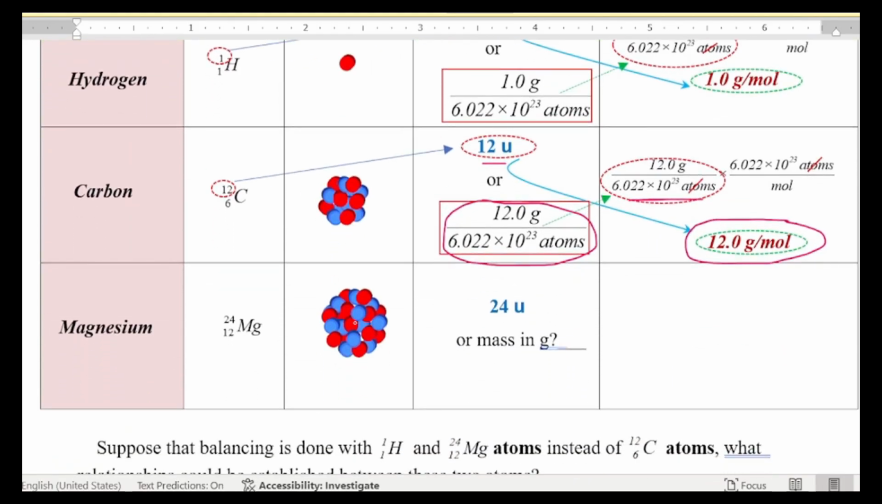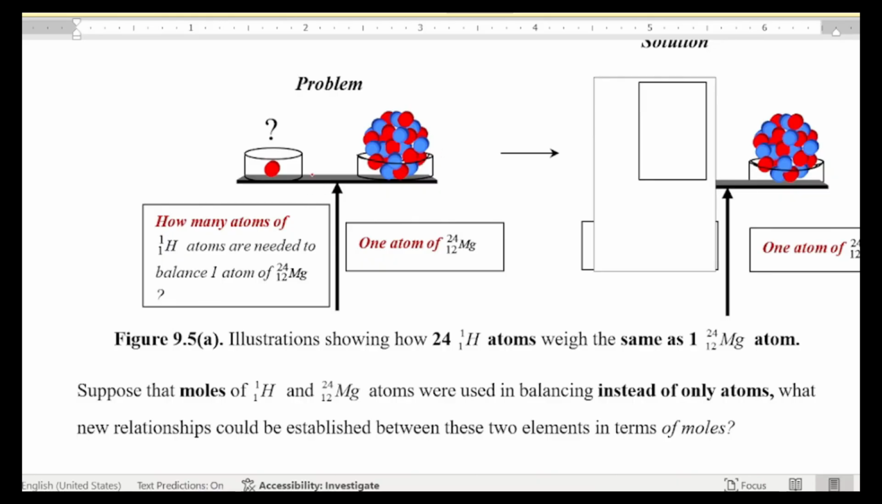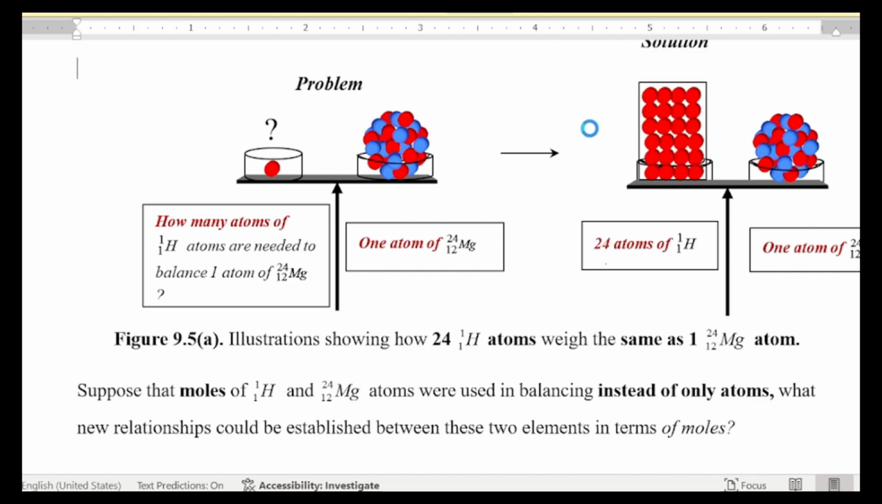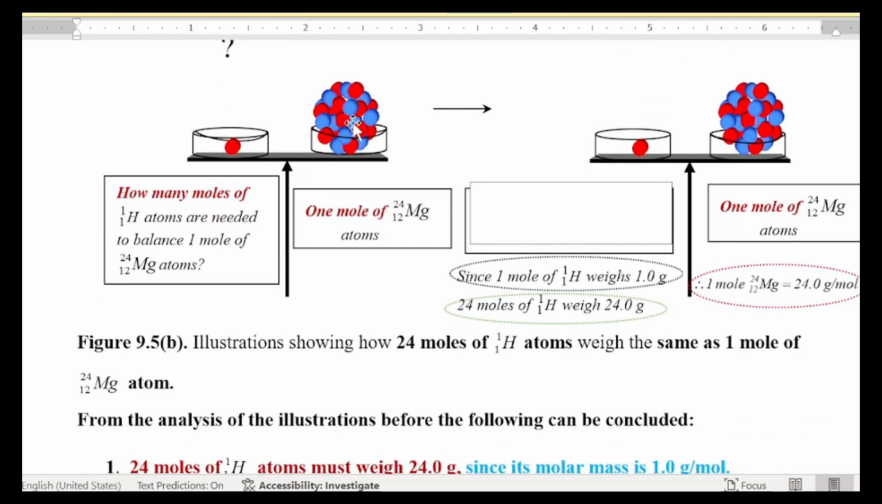What do you think you get for this one? Follow the same trend. What do you think you'll get here? If you say 24, let's hold that, then keep it there. Same question. How many atoms of hydrogen do you need to balance this 1 atom here? The answer will be 24 atoms. Now use 1 mole of this. And how many moles of that now? The obvious answer is 24 moles. And again, since 1 mole of hydrogen weighs 1 gram, 24 moles of it must weigh 24 grams.